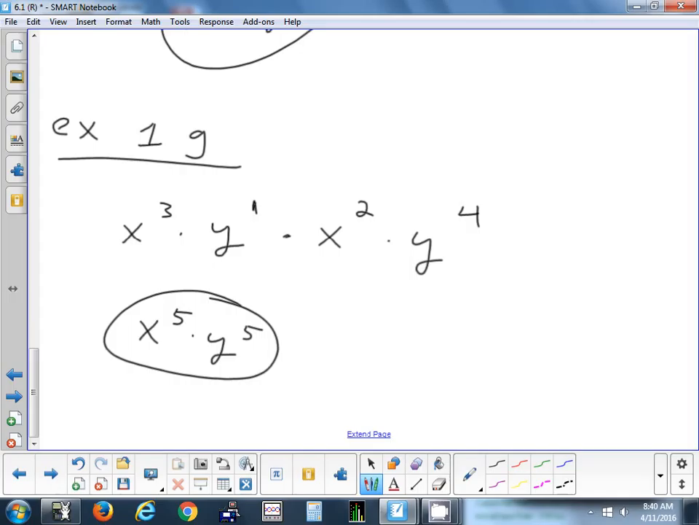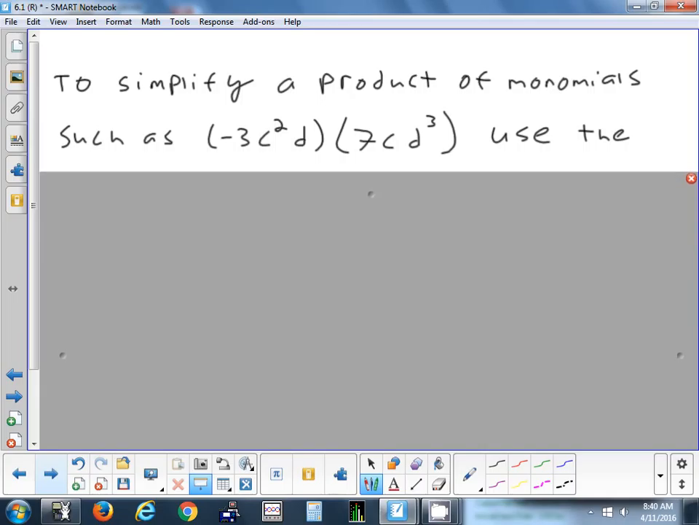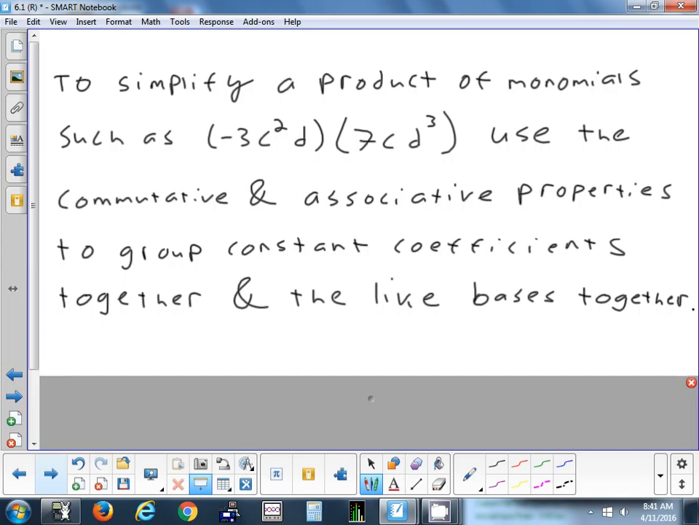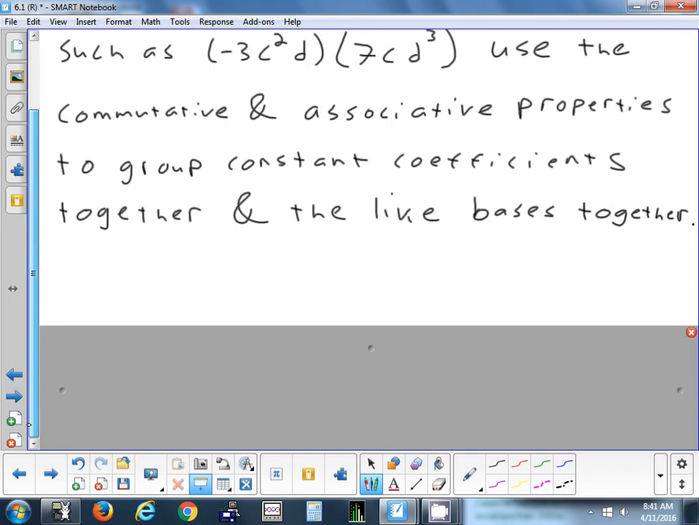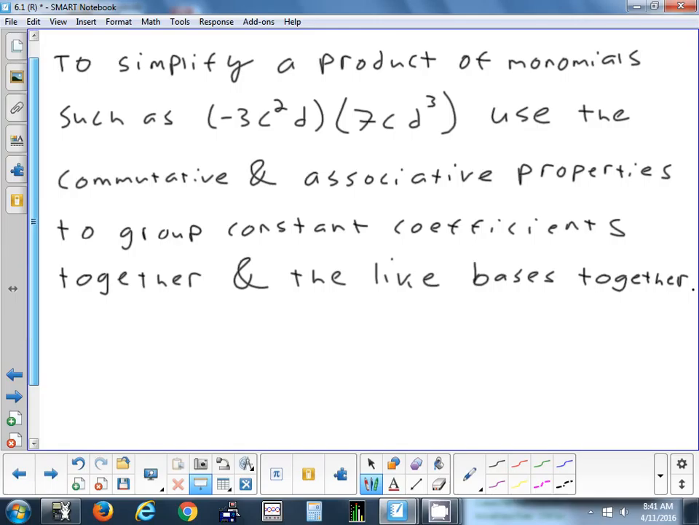So, Ariana, what's the rule again for multiplying exponents? The base is going to be the same. If they're the same, then what? Add the exponents. What happens to the base in your answer? It stays the same. Good. Perfect.